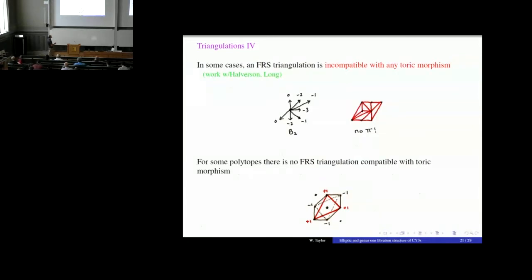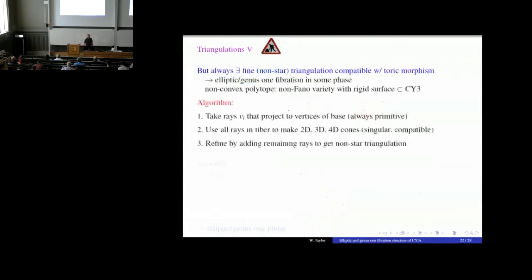This is just a projection. This is a fibration with a P1 fiber, which is vertical out of the board, onto the Del Pezzo 3 surface. The plus ones mean these are out of the board, minus ones are into the board. There's no star triangulation of this that's compatible with a toric morphism onto the base. But one can prove that, in fact, there's always a fine but non-star triangulation compatible with the toric morphism, which means that there's always some phase of the Calabi Yau that has an elliptic or genus 1 fibration.